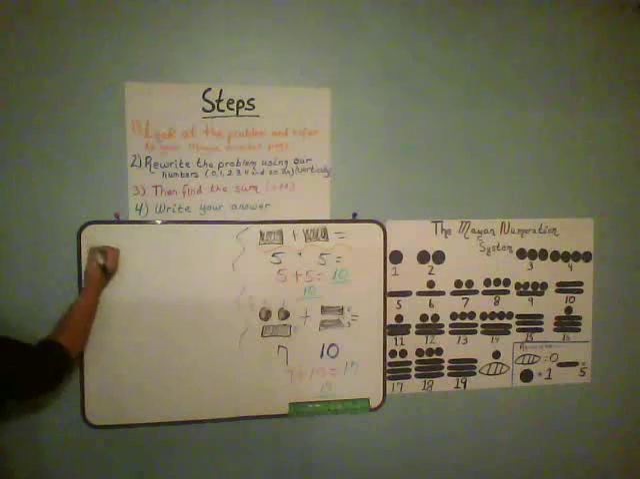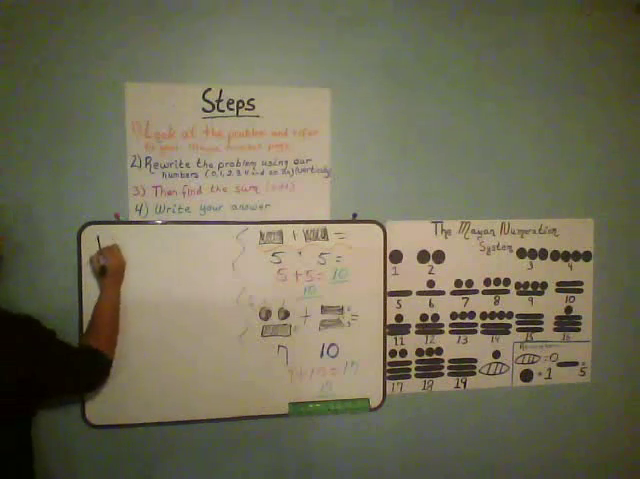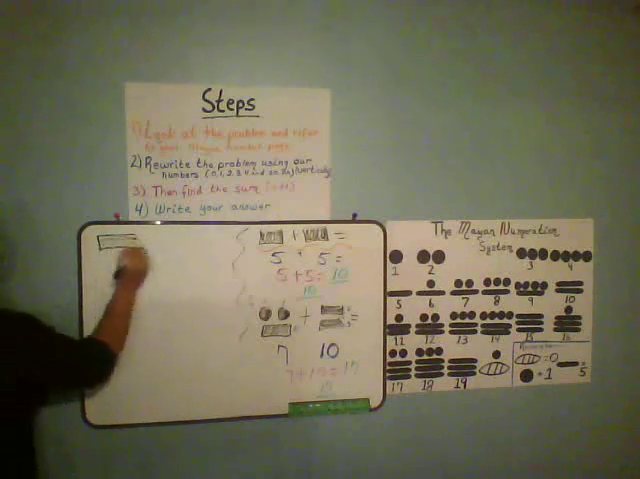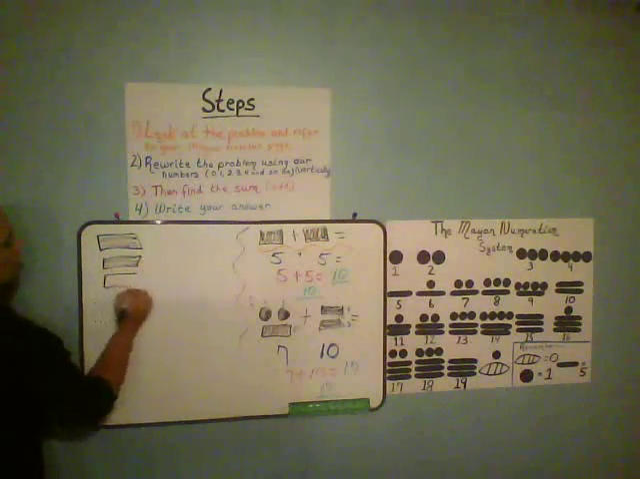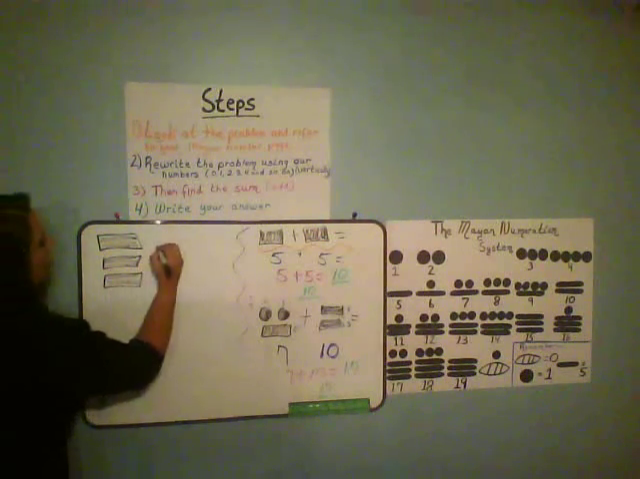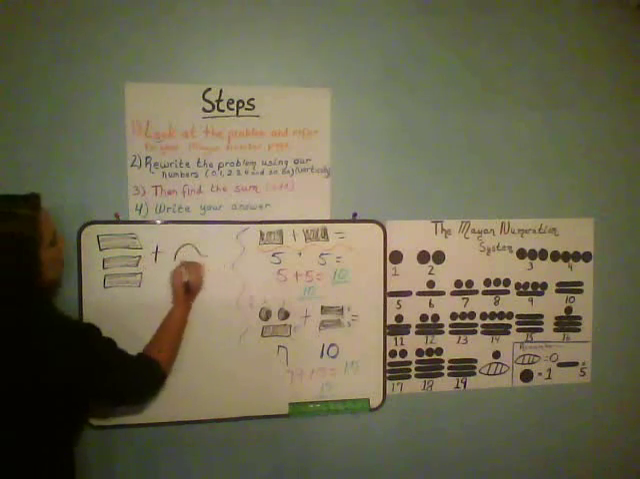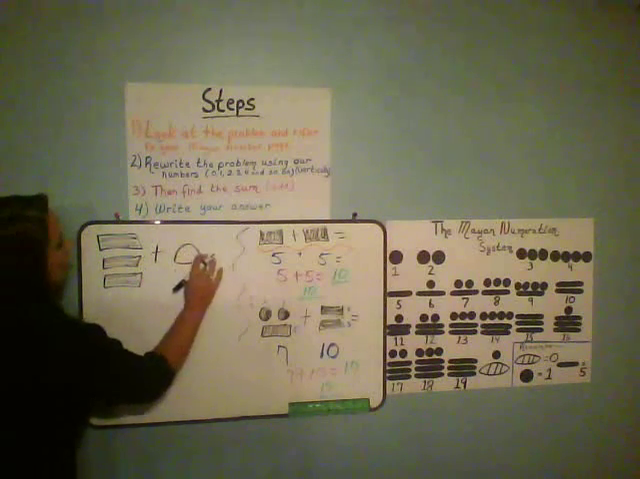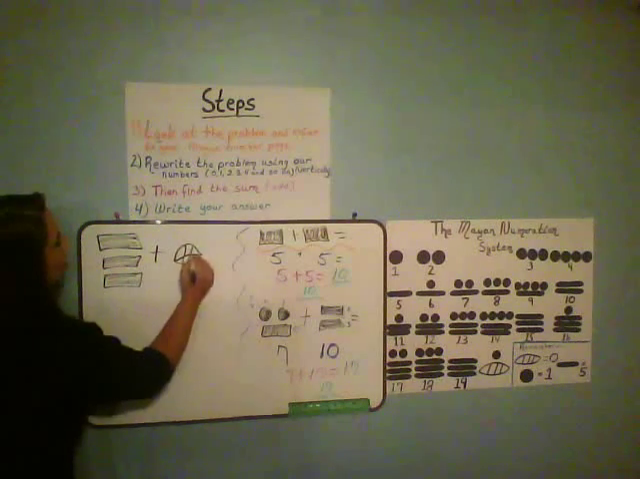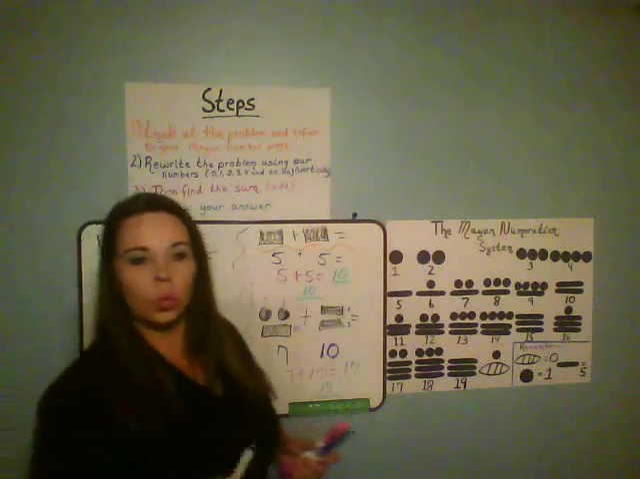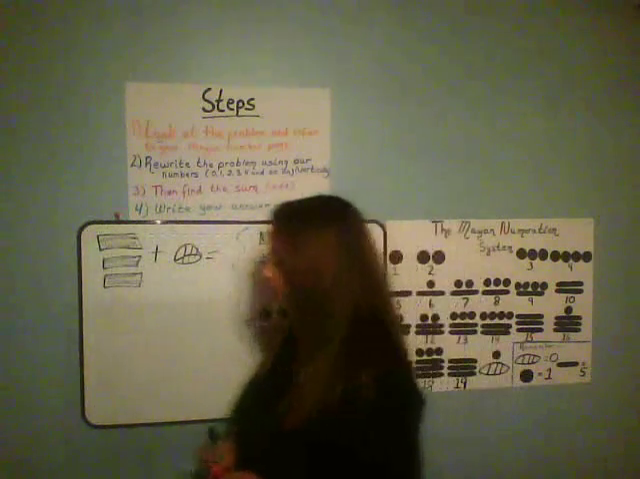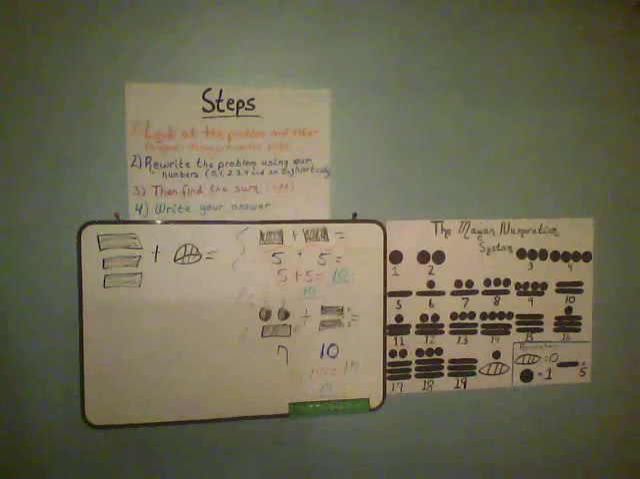We have, let's do 1, 2, 3, 6 plus 1 shell equals 3 sticks plus 1 shell. I'll give you a minute to work it out. Remember, follow the steps.